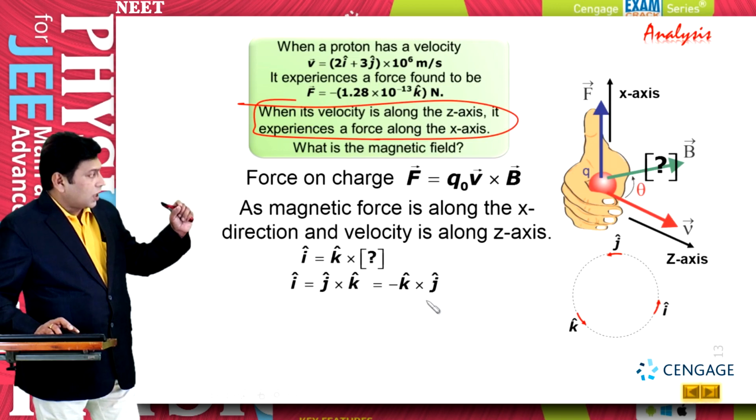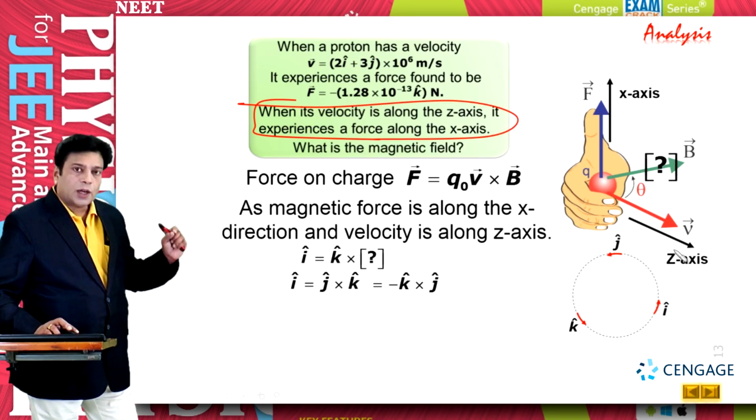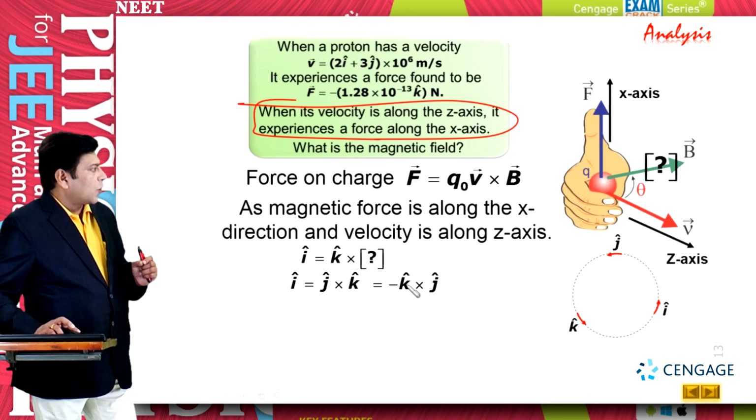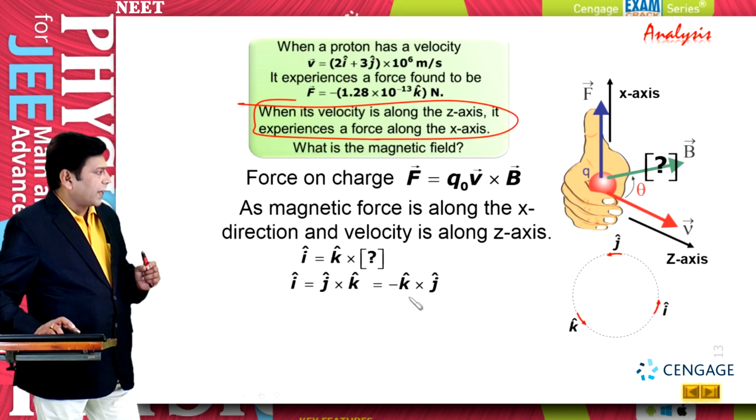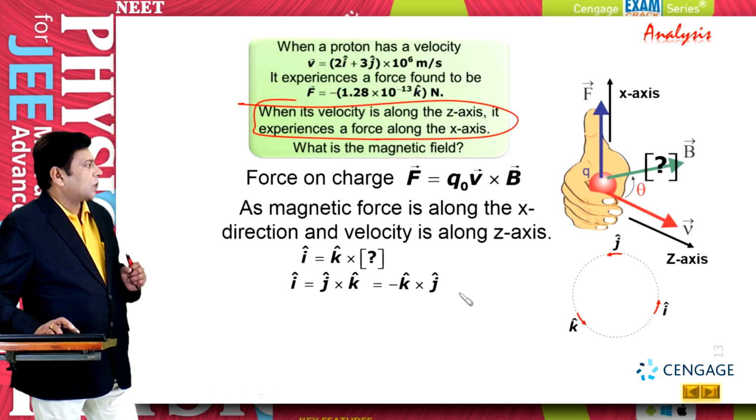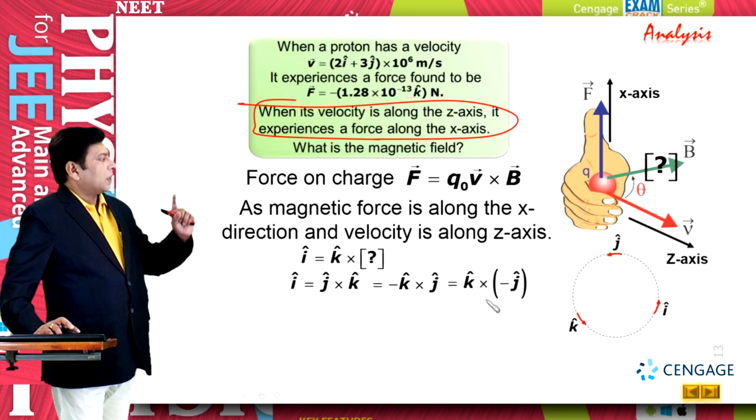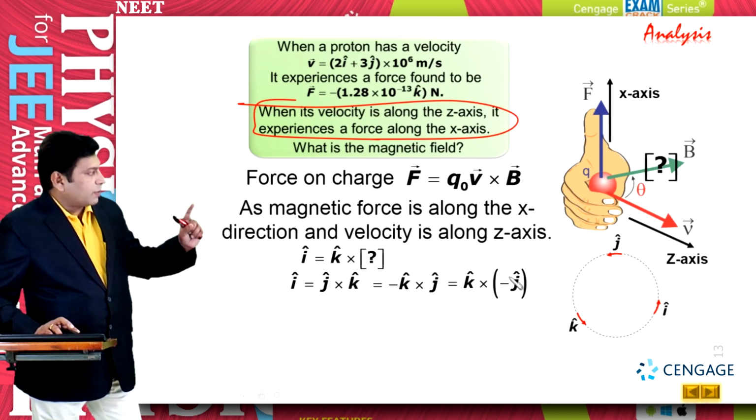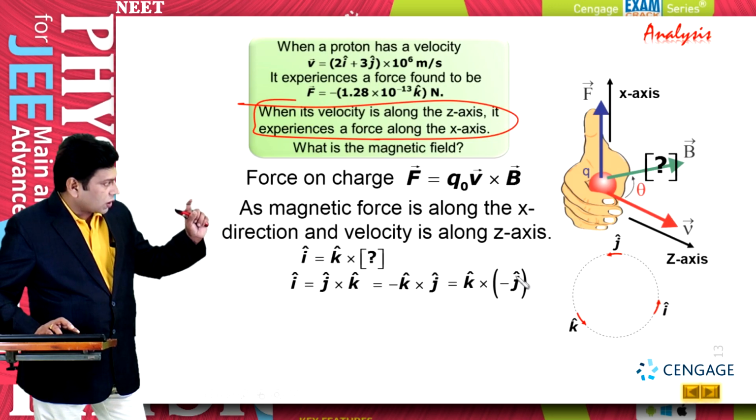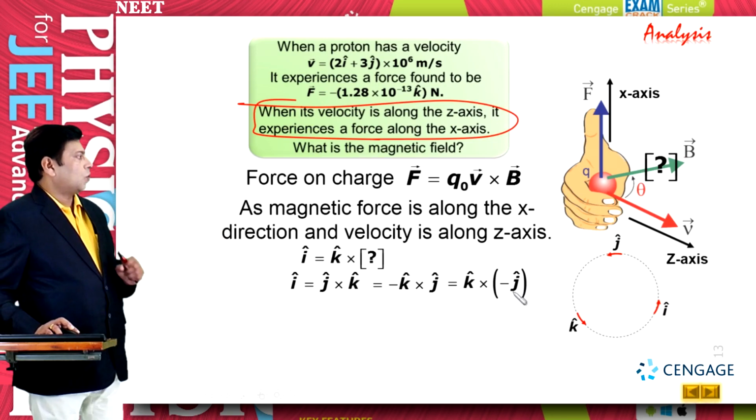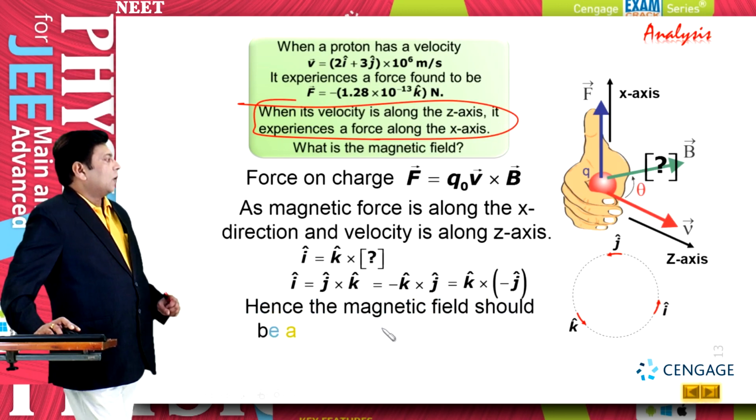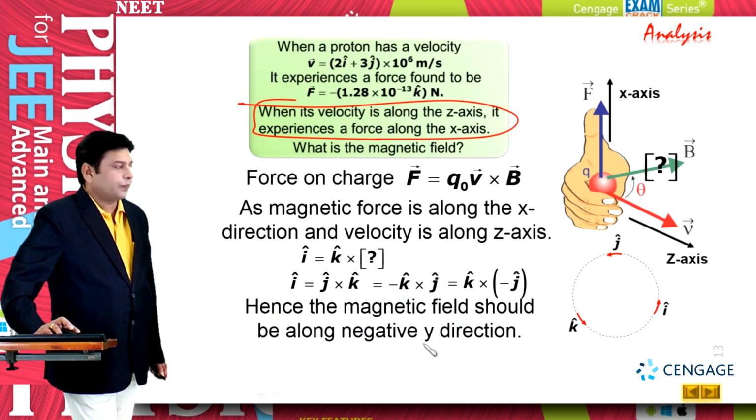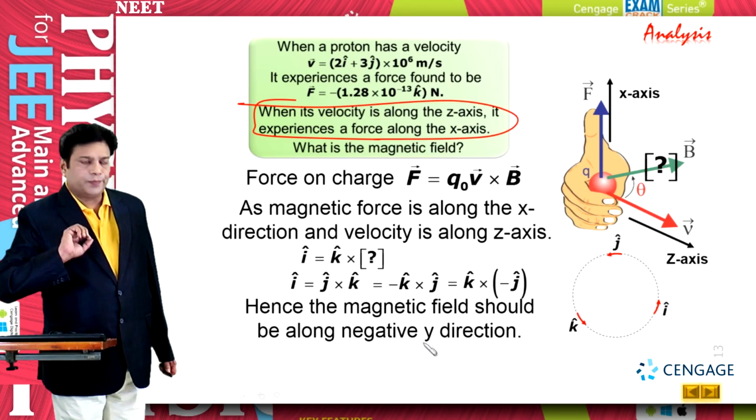But the direction of the force and direction of the velocity is fixed. That means we cannot make any change to this k cap. That means we can put the negative sign with the j cap. That means we can write here k cross minus j cap. That means we got the velocity cross product magnetic field. That means the direction of the magnetic field is along the minus y direction. So now we can write the magnetic field is along the negative y direction. We got the direction of the magnetic field.